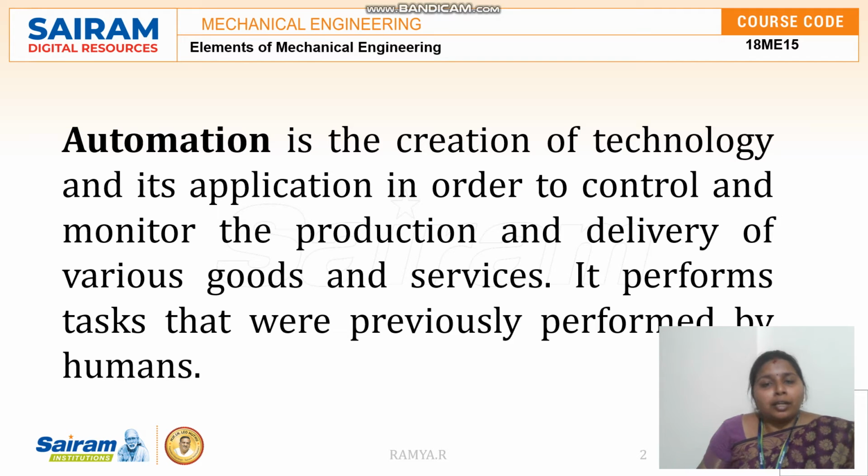So automation does not mean there will be no human intervention. Here also the human intervention will be there, but in a very small way, only to feed the program into the system and also to execute it, to switch on the system. So only these are the works that can be done by the human in the automation. So automation is the creation of technology and its application in order to control and monitor the production and delivery of various goods and services. It performs tasks that were previously performed by humans.